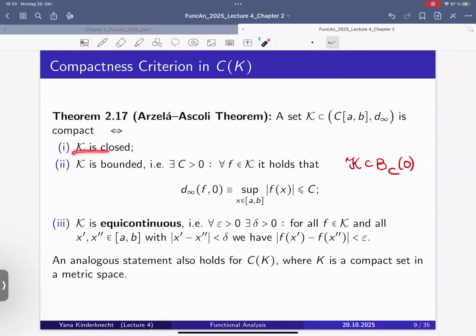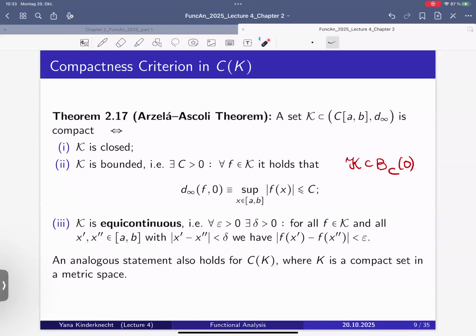So closed, bounded, and something else which guarantees that in total we have a totally bounded set. This is the so-called equicontinuity. A set K is equicontinuous if and only if for any epsilon there exists delta such that for all functions, so for all elements of this set, and for all points of our domain of definition, the interval from a to b, satisfying the condition that the distance between points is smaller than delta, we have this condition.